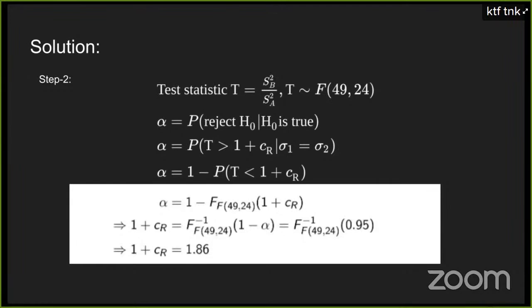Just one small clarification, sir. F of 49,24 will be the same as F of 24,49, right? There are two degrees of freedom, N minus 1 and N minus 1, right? But then it will be a left tail test. Then it will be 1 plus CR, it will be 1 minus CL.